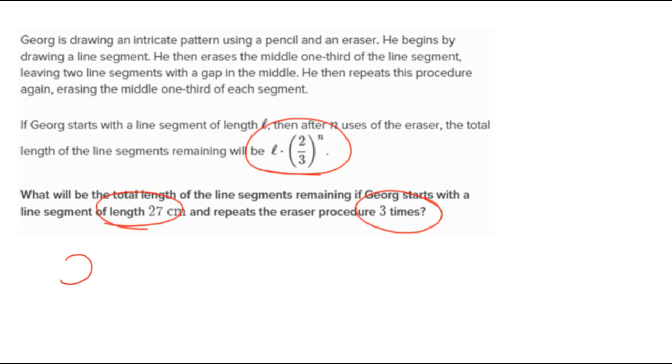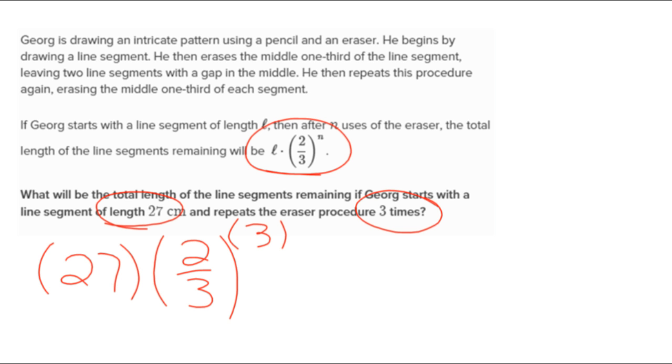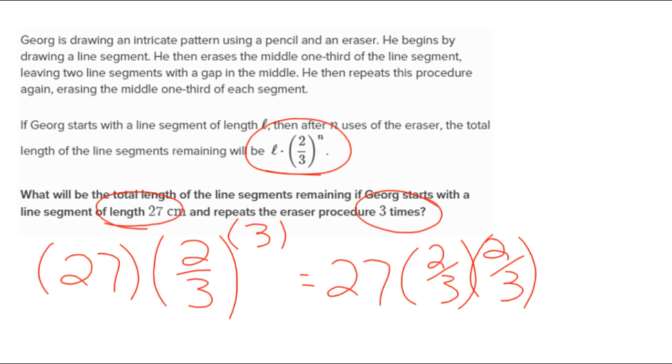So L is 27, and we're going to multiply that by 2/3 to some power. In this case, it is 3. So this is going to be 27 times 2/3 times 2/3 times 2/3. And when you get done multiplying that out, your answer is 8. Check and see if you have the right answer, and then move on to the next problem.